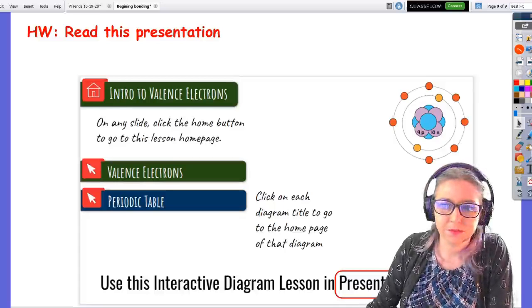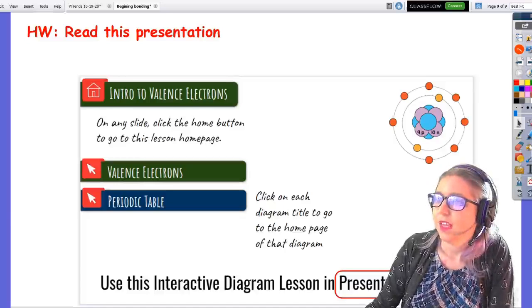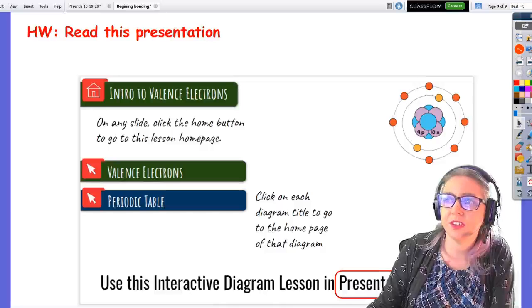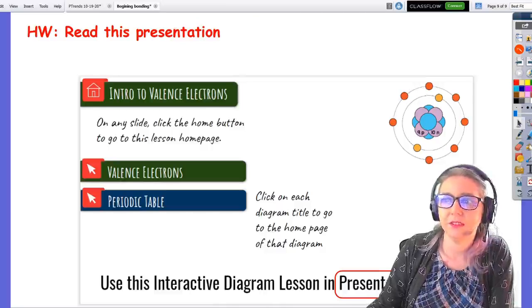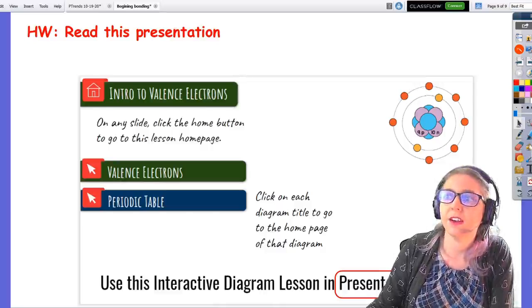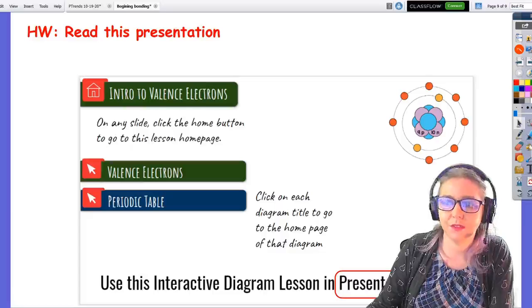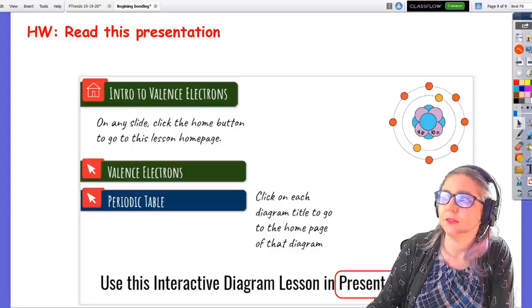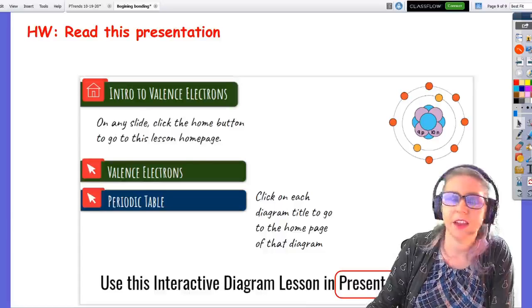Go to the present mode. And then when you click on things like definition, it'll show you the definition here. And then you can go to here, here. You can bounce around. And then go to the periodic table, and you can look at atoms grouped by valence electrons and other elements.